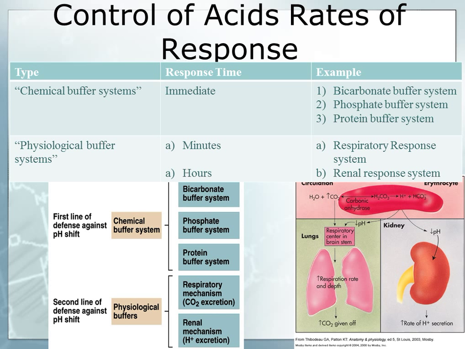What would be the second system? Respiratory. Yep. So the chemical buffer is within seconds, the respiratory system within minutes, potentially hours. And then the third one is going to be the renal system. So it's that order exactly: chemical buffers or blood buffers, the respiratory system, and the renal system.